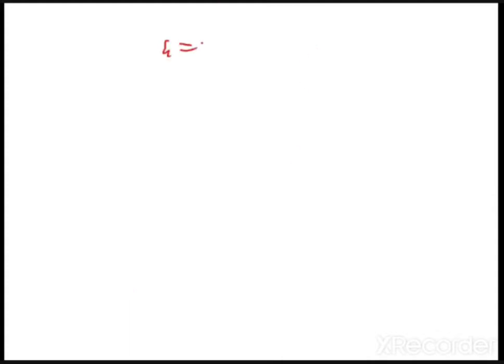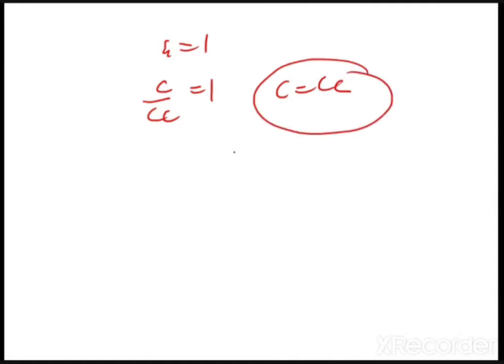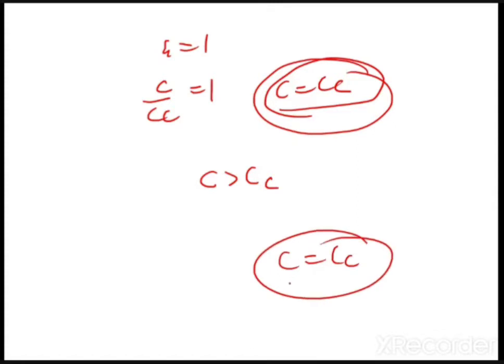So now you know that zeta is equal to 1. So C upon Cc is equal to 1, so C is equal to Cc. Now guys, very important: for the overdamped system, your C was greater than Cc, right? But for the critically damped system, your C is equal to Cc. So when C is equal to Cc, such a system is called a critically damped system.